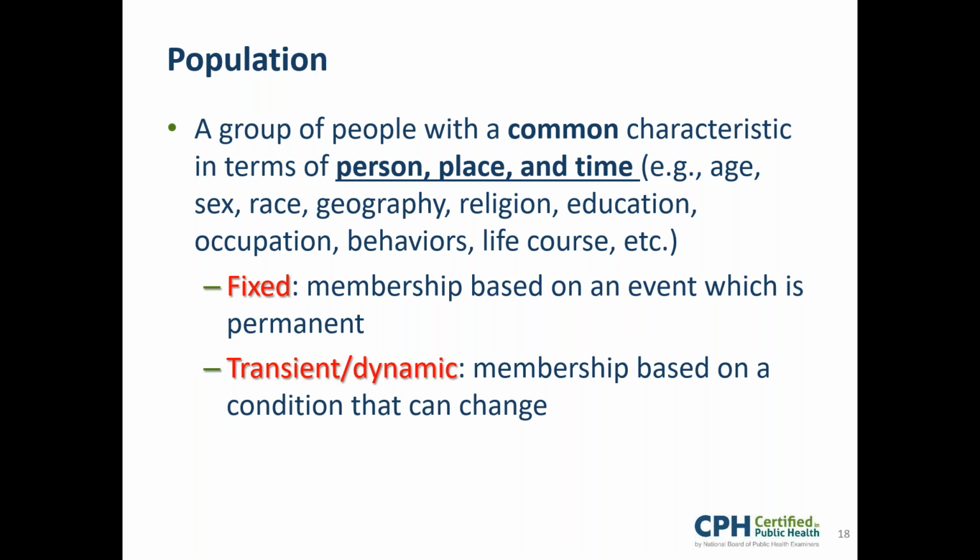So within the definition of population, you may also see definitions of a fixed population versus a transient or dynamic population. So a fixed population is membership based on an event that is permanent. So for example, all babies born in Tampa in 2018, that would be a permanent or a fixed population. A transient or dynamic population is comprised of membership based on a condition that can change. For example, students of a particular university or members of a gym. Next slide, please.